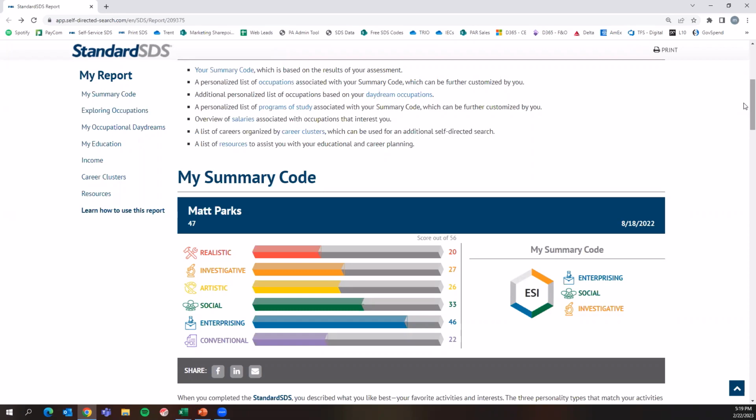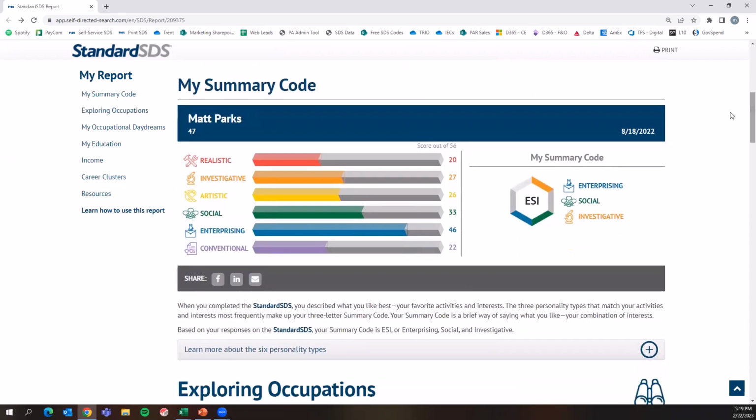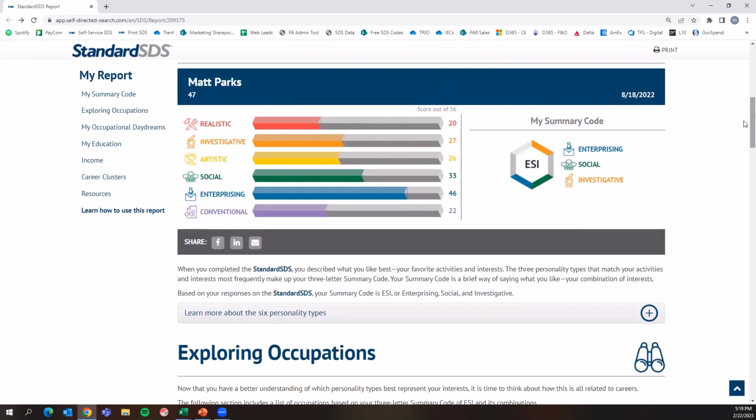When we ask you the series of questions in the assessment, when you're done, you click submit, and it takes you to this screen. And I'm demonstrating my own report here, so no privacy violations or anything like that. But this SDS says that I am enterprising, social, and investigative. Well, that's great, but what the heck does that mean? Yeah, I told you there's such a thing as these 6 personality types, but what do we mean by these things?